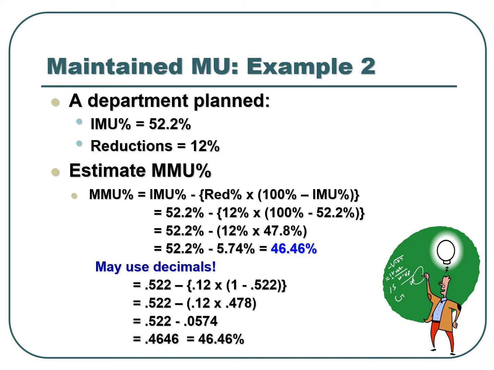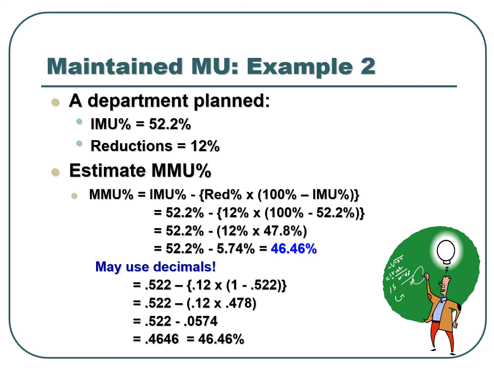Alright, let's see the answer together. So MMU percent equals IMU percent minus reductions percent times 100% minus IMU percent. So we applied the IMU of 52.2% and the reduction of 12% in this formula. Then you have to subtract 52.2 from 100%, that's 47.8. And times that by 12%, that gives us 5.74%. And you subtract 5.74% from 52.2, and you will have 46.46%. Okay.